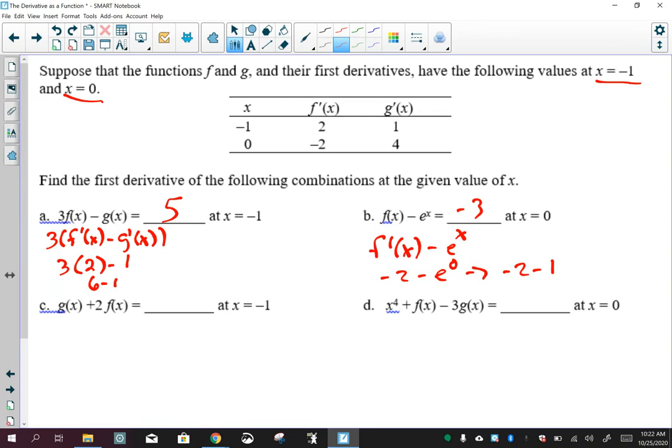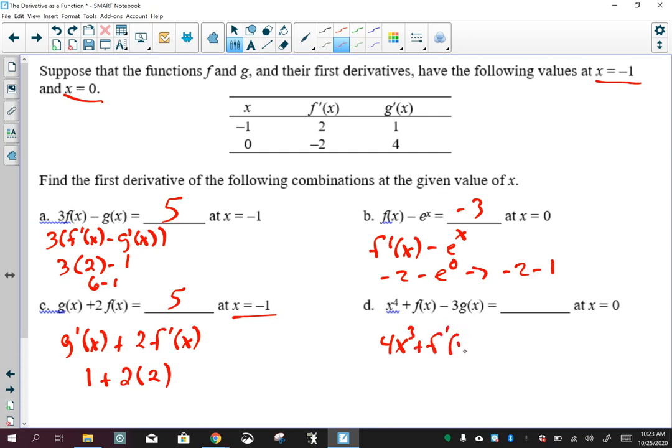So on this one, g prime of x plus 2 times f prime of x. And we're looking at it at -1. So g prime of x is 1 plus 2 times 2. So you should get 5 here. And then again at 0, so we have 4x cubed plus f prime of x minus 3g prime of x. And we're looking at 0. So at 0, this goes away. F prime gives me -2 minus 3 times 4. That's -2 minus -12. That gives me -14. Okay?